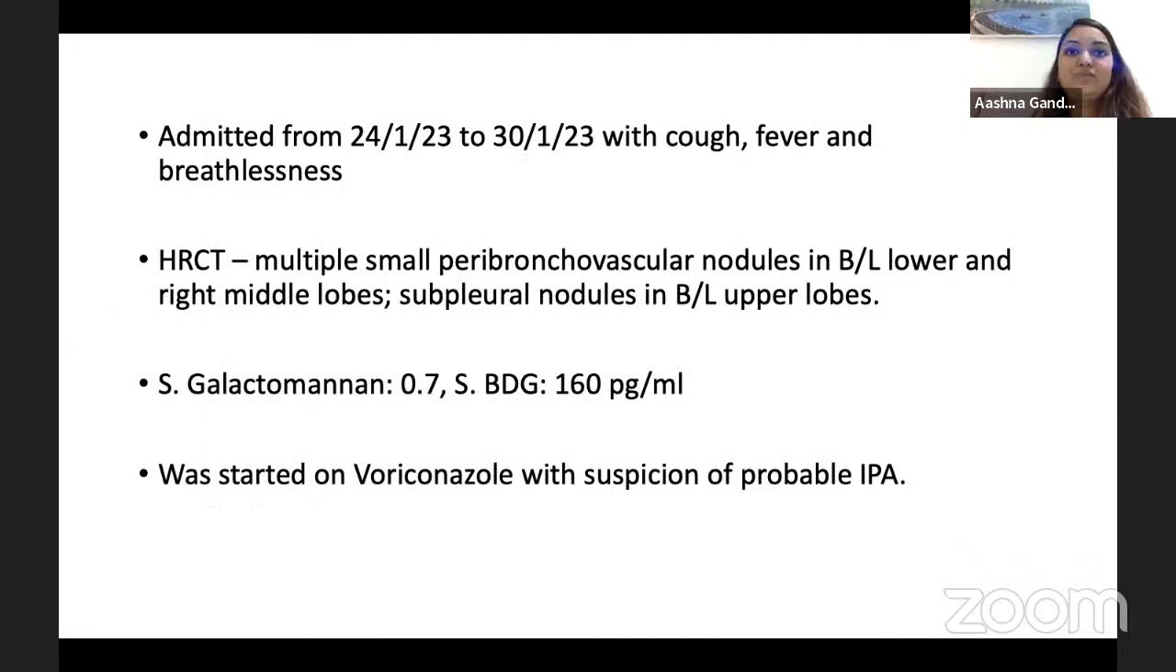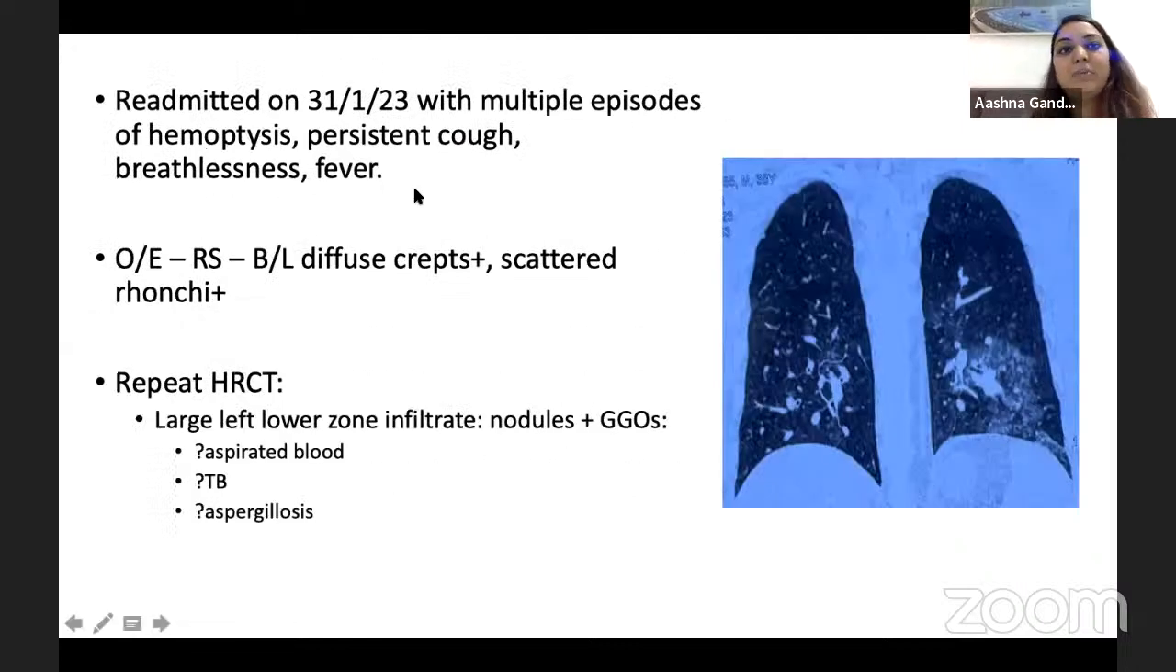Again, he was discharged on the 30th of Jan and readmitted on the 31st of Jan with multiple episodes of hemoptysis, persistent cough, breathlessness, and fever. So this is his HRCT, a repeat HRCT was done. When we examined him, there were bilateral crepts and scattered rhonchi, and the repeat HRCT showed a large nodule in the left lower zone. Basically, it was a nodule with surrounding ground glassing. So we thought maybe it could have been just the aspirated blood because of the hemoptysis. It could have been TB or obviously aspergillosis, which even the biomarkers were positive. So it seemed like one of these possibilities.